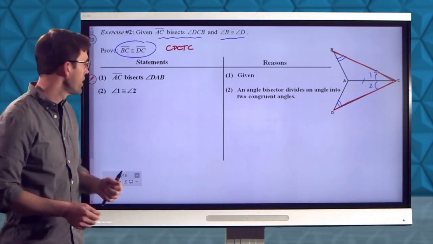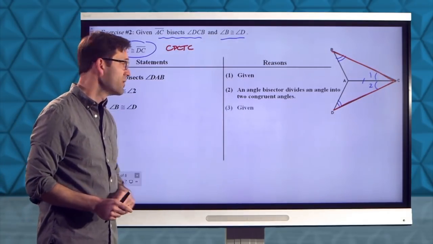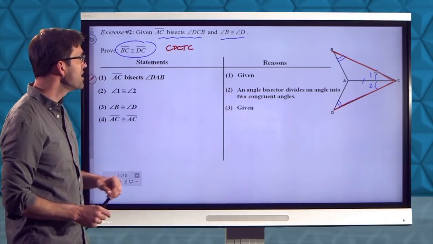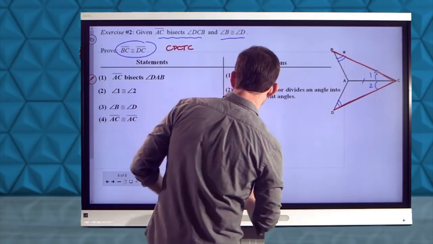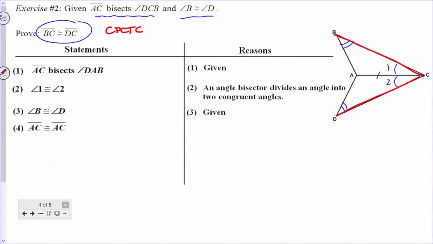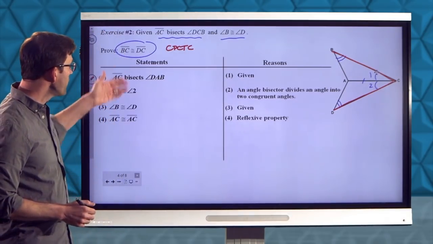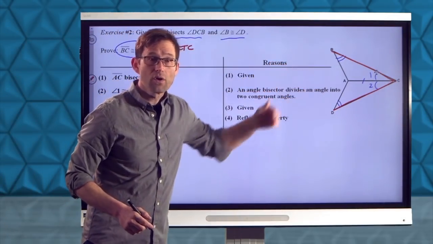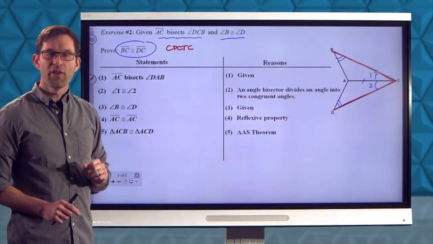An angle bisector divides an angle into two congruent angles. Simple enough, right? Angle B is congruent to angle D. All right, another easy given there. And finally, AC is congruent to itself. Where's my reflexive property? Ah, there it is. The reflexive property. Now, all of that is enough to establish that those two triangles are congruent to each other by the angle-angle-side theorem.